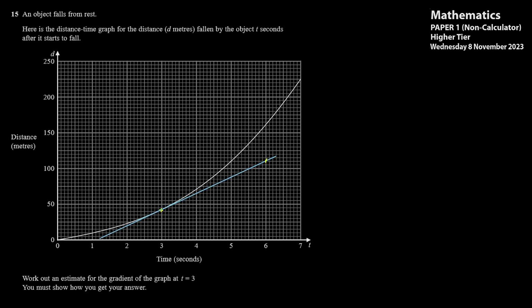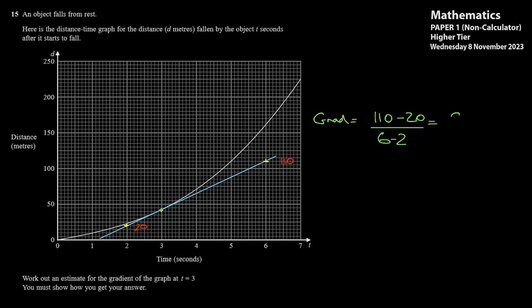So we've just got to pick two convenient points on this line. Let's pick that one at 6 and that one there at 2. So the gradient is equal to the rise. So this looks like a value of 110, and this looks like a value of 20. So the gradient is equal to 110 take away 20, divided by 6 take away 2.